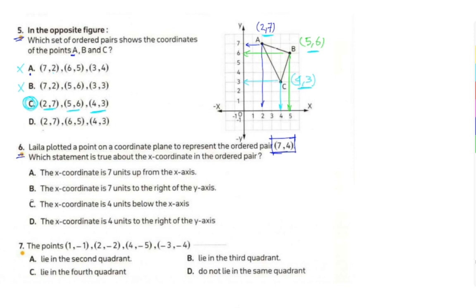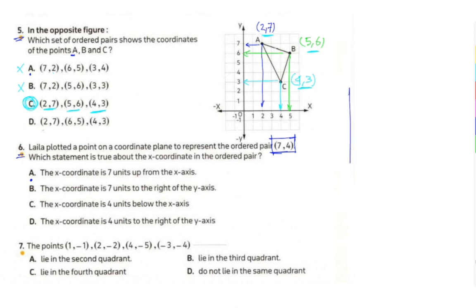So let's choose the right statement. Statement A. The x coordinate is 7 units up from the x-axis. We can imagine this point on a coordinate plane. First, which quadrant? That's the first quadrant because x and y are positive.